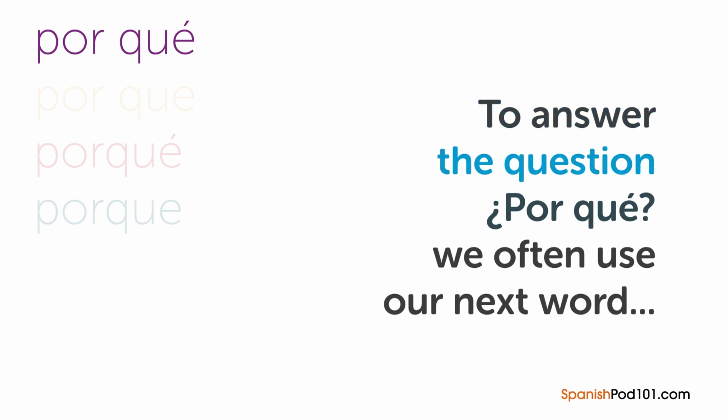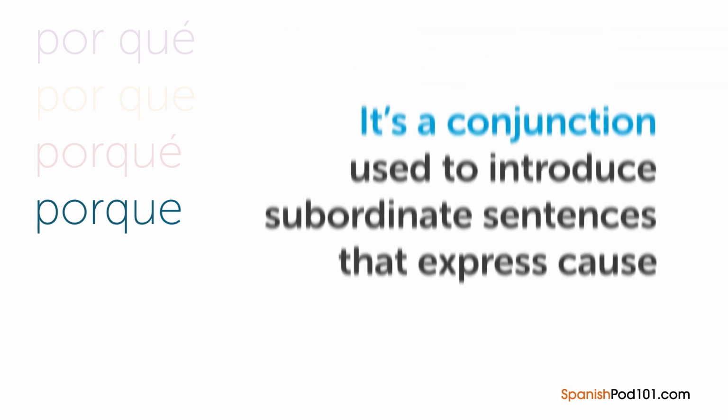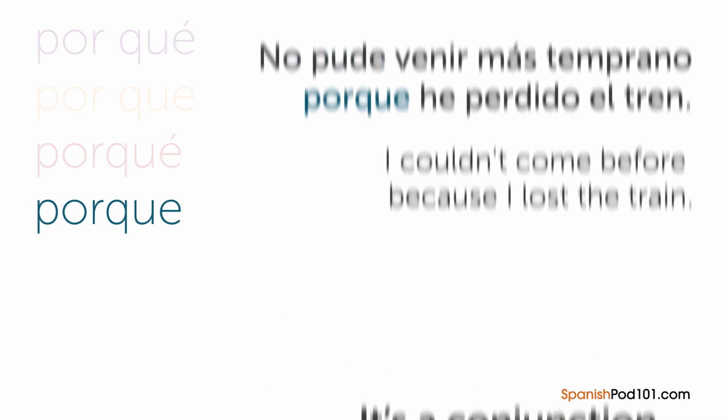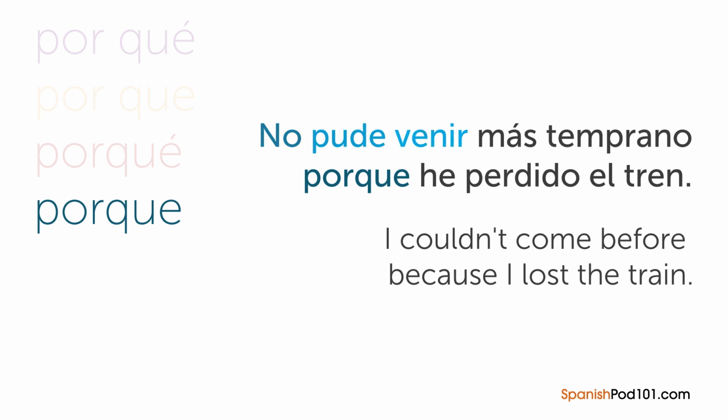To answer the question, ¿por qué?, we often use our next word, porque, all one word and no accent over the E. It's a conjunction used to introduce subordinate sentences that express cause. For example, no pude venir más temprano porque he perdido el tren. Meaning, I couldn't come before because I lost the train. In this case, porque functions as because.